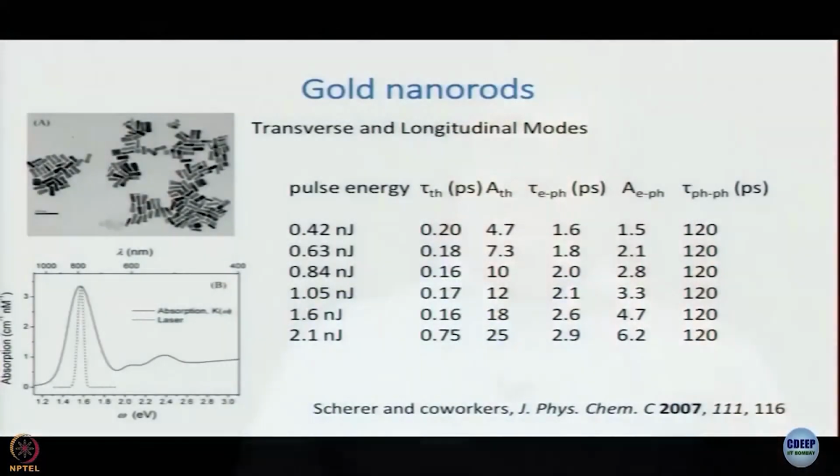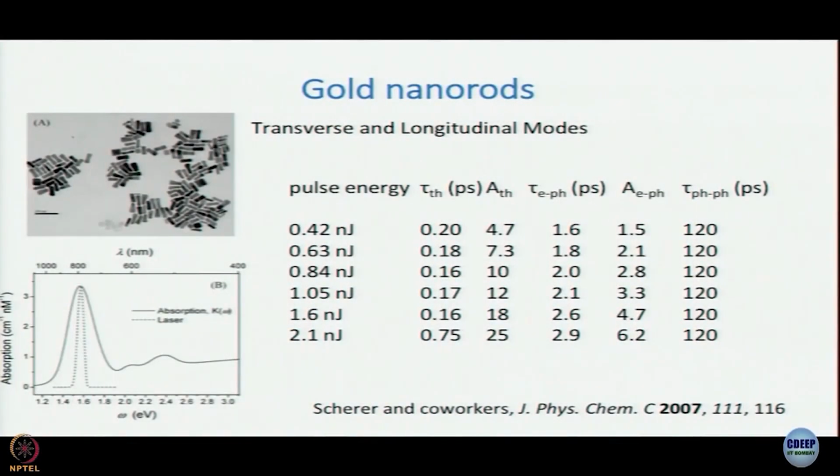Right. We stopped in the last module, where we showed you the electron-electron coupling time constants for silver particles. Now, let us go on and talk about gold nanorods. Gold nanorods have a more interesting spectrum, as may be expected, than gold nanoparticles.